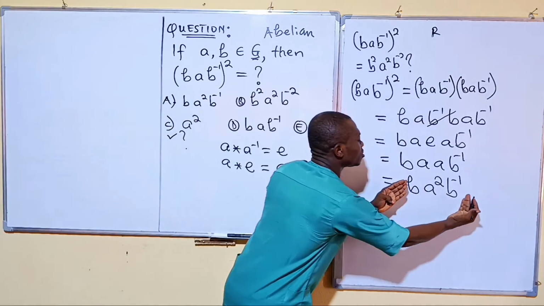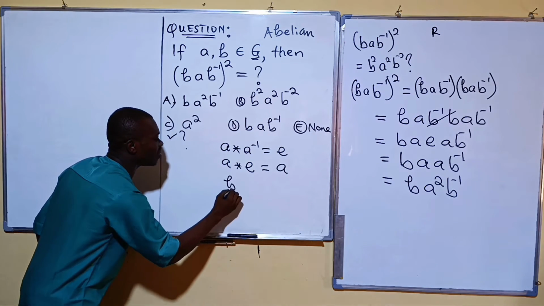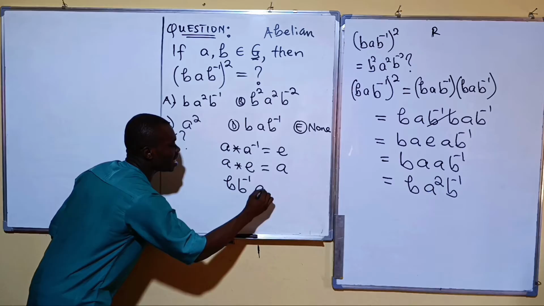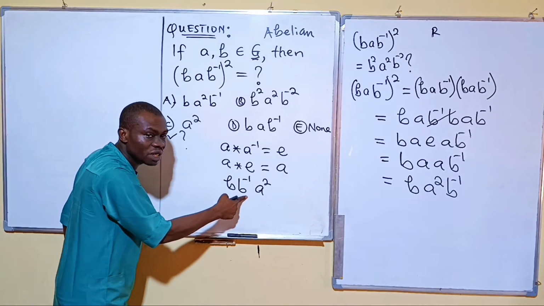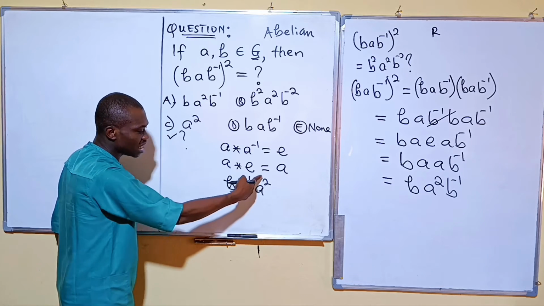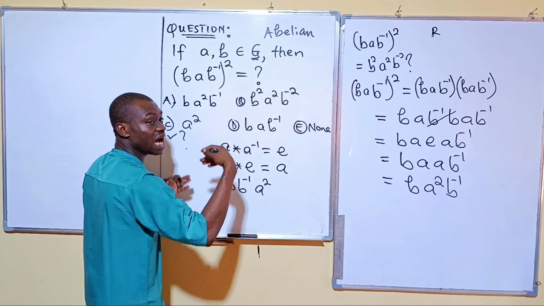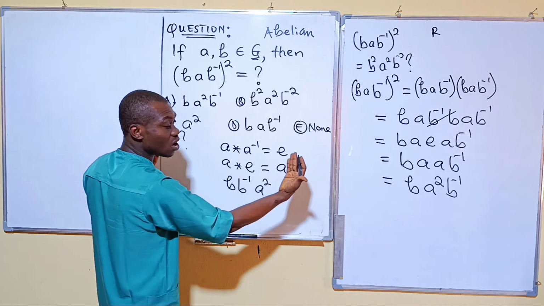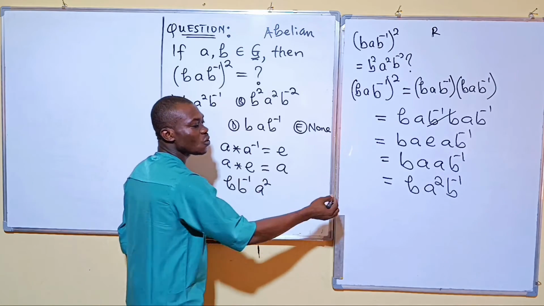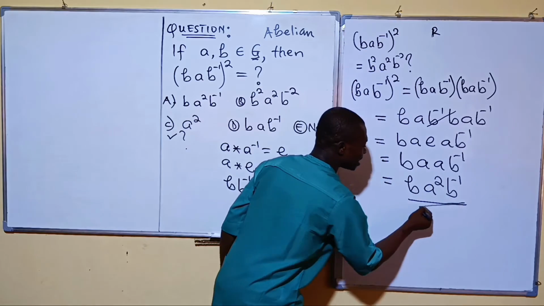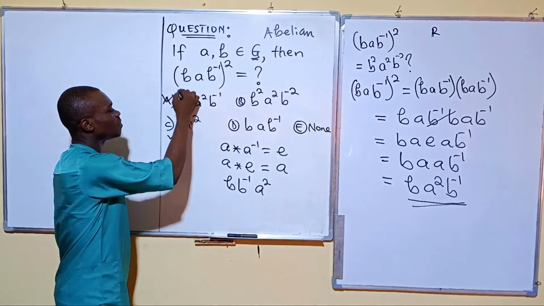That means, assuming the person who gave us this question said that G is abelian, I can turn this way and have B inverse, then A squared. It is only when the element B is together with the element B inverse that it can turn into the identity element. But at this time, they are on both sides of A squared, and you are not told that the group is commutative, so you can't turn it. So you are expected to stop here, and that is your correct answer, which is option A.